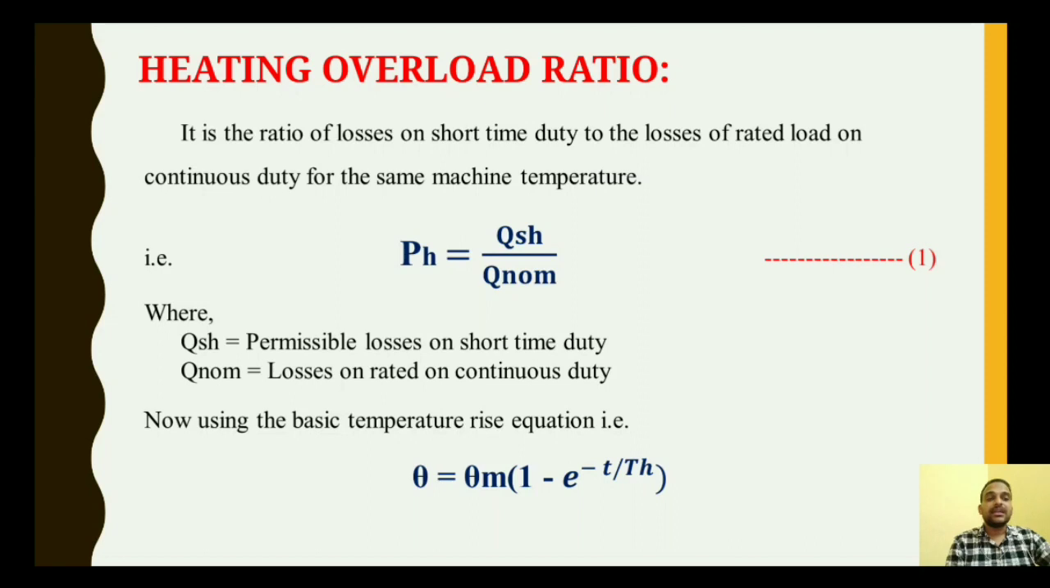Th is the heating time constant, and its formula is Th equals G h upon S lambda. I am telling you again and again, Th equals G h upon S lambda, where G represents the weight of the machine in kg, h is the specific heat of the machine, S is the surface area, and lambda represents the specific heat dissipation, that is emissivity we can say.